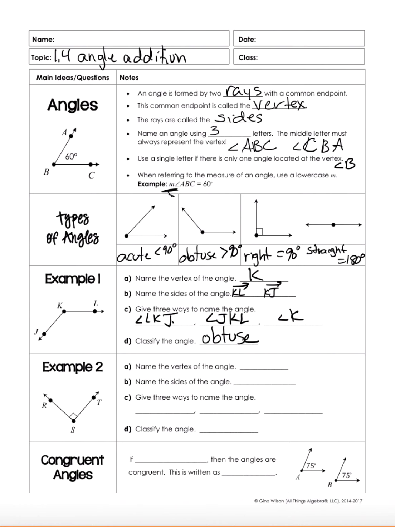Down here, we have congruent angles. If the measures are equal, then the angles are congruent. So the way that we write this is angle A is congruent to angle B. Congruent, remember, has a hat on the equal sign. And the way that we can write that in my picture is I can put these curvy things on there to show that they are congruent.